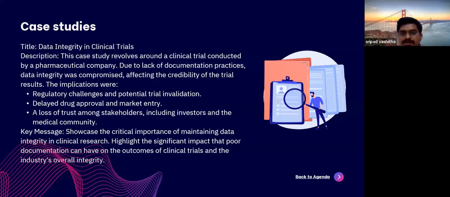So this shows the critical importance that data integrity is foremost and utmost important in your clinical trials, and it has a significant impact when you have poor documentation practices.